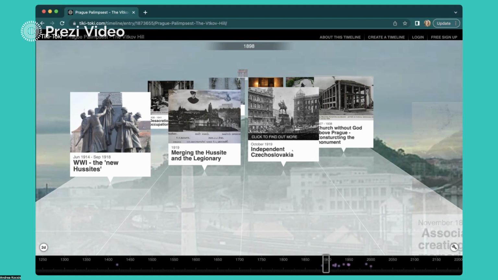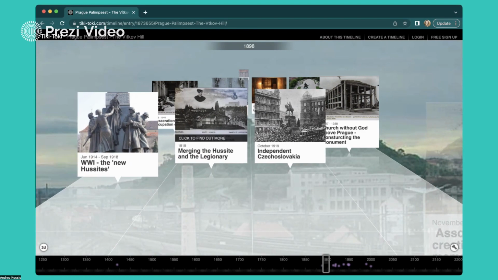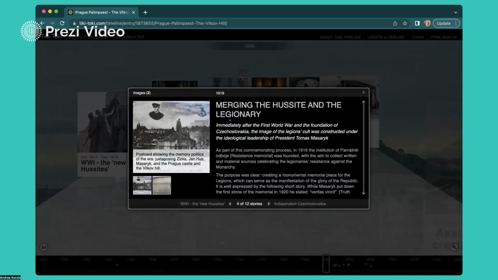Czechoslovakia was formed after the First World War, and these troops gained their aims, and the independent Czechoslovakia was proclaimed in 1918, which was the time of officially, with very aggressive memory politics, merging the Hussite and the legionary memory. Thomas Masaryk, who was the president of the first independent republic, intentionally cultivated the memory of the legionaries in connection with the Hussite wars.